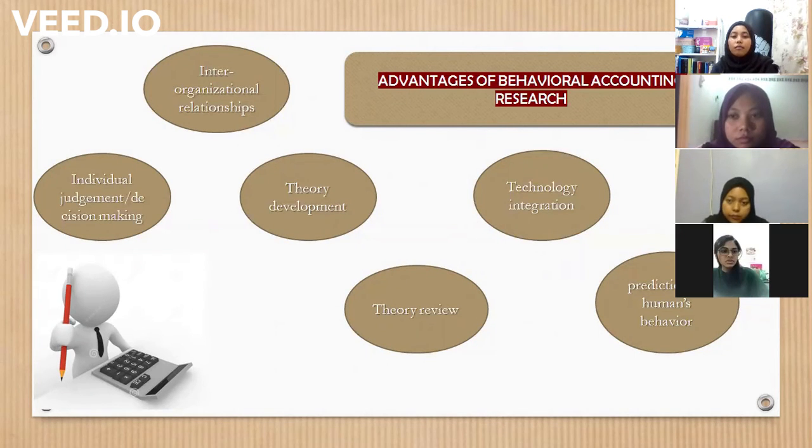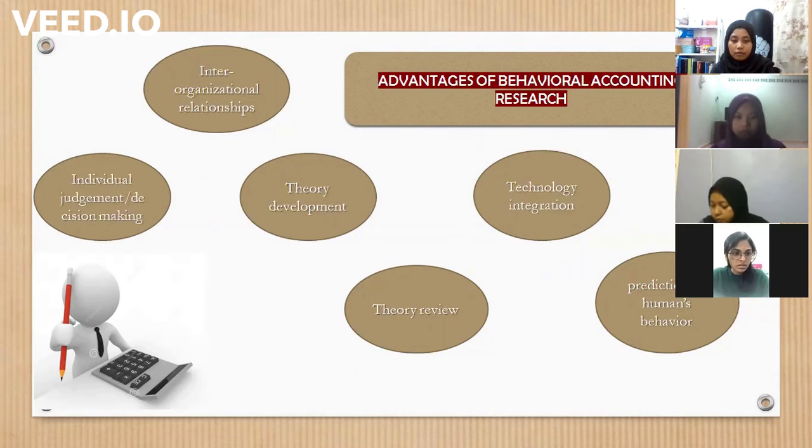And there is also theory development, to improve in terms of how it is and how it should be. And also theory review, so that we can predict human behavior on how it works for the preparer and how it works for the users of the theory themselves. And also there are technological integrations in this behavioral accounting research. It will help us decide whether we can implement the new system in a certain situation or not.